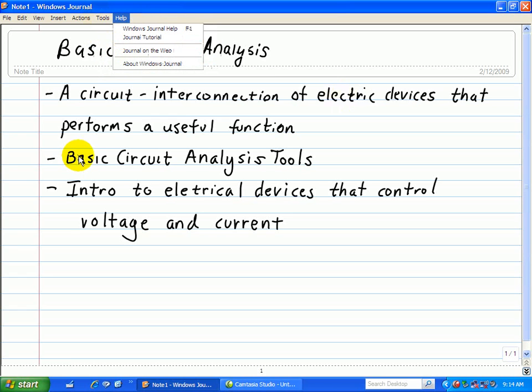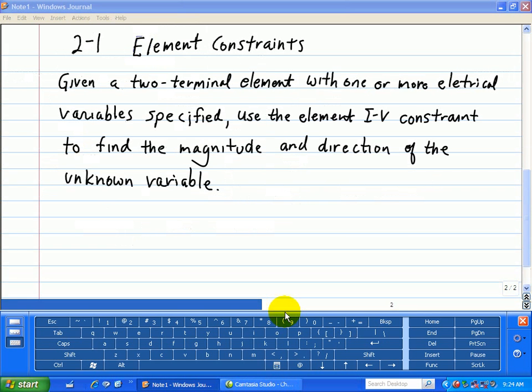Next, we're going to take a look at basic circuit analysis tools like Kirchhoff voltage law and Kirchhoff current law. And then we're going to introduce some electrical devices that control voltage and current. So we're going to start off with element constraints, such as a resistor. So here our objective is, given a two-terminal element with one or more electrical variables specified, use the element IV constraints to find the magnitude and direction of the unknown variable.